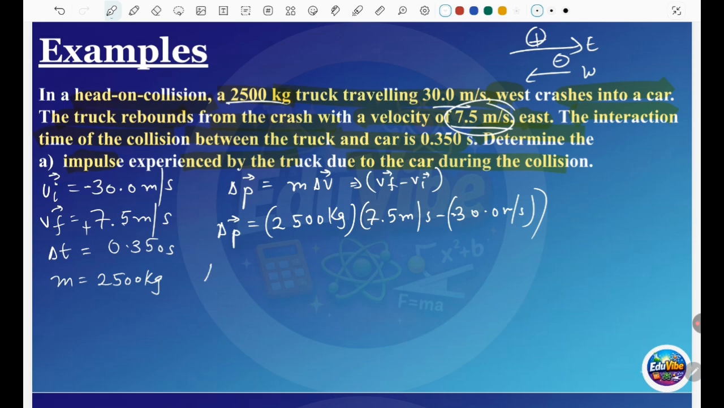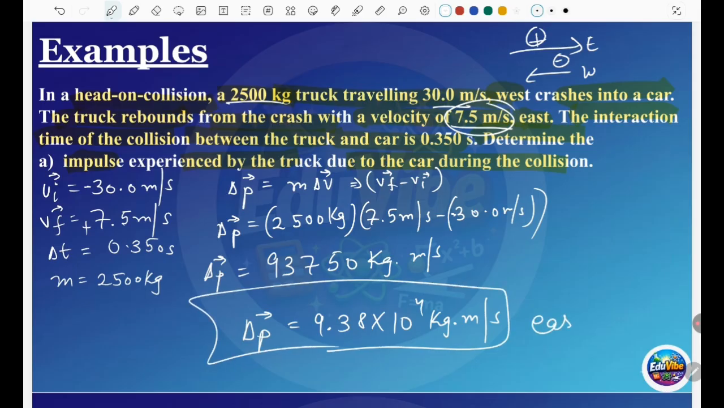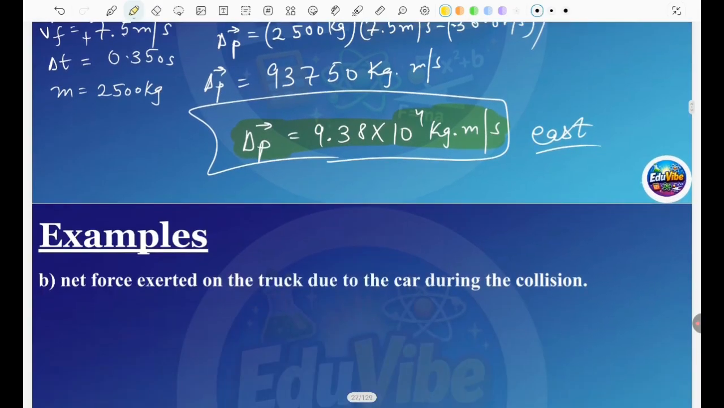This is the minus. So delta P, when you calculate everything, you will get about 93750 kg·m/s. To three significant figures, this is equal to 9.38 × 10^4 kg·m/s. This is in the east direction because we got a positive value. So this is how you can deal with this type of sum with this formula.